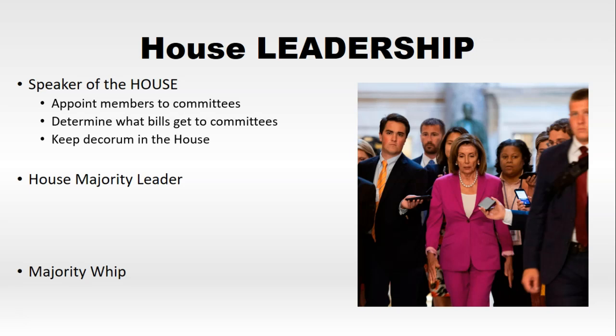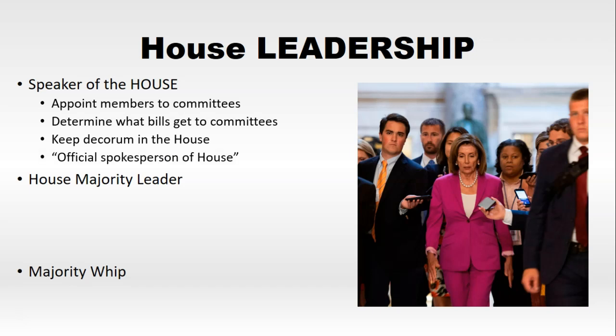That means making sure that the rules are being followed, that people are, quote unquote, acting civilly, and like I said, following the rules, keeping people in line, that sort of thing. Make sure that we're not screaming at each other, talking over each other. Make sure that there's order within the House chambers while the House is in session.